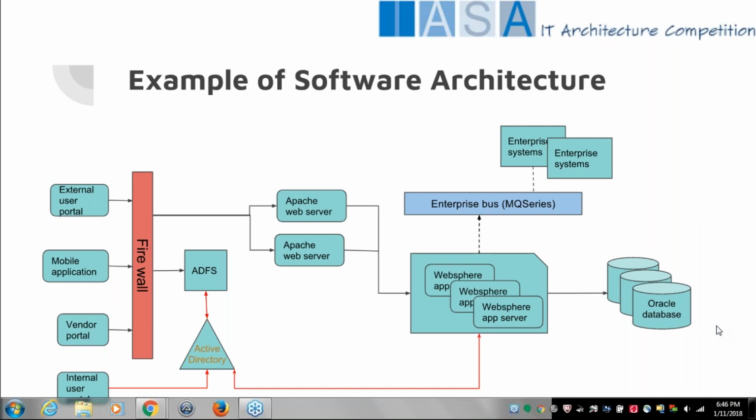Then when they come in, obviously you don't let them in directly. You have a firewall. You have some security that you obviously need to think about. When the users come in, they need to log on to the system. So ADFS is essentially that security layer. Not getting into the details of what ADFS means, but essentially it authenticates a user and makes sure they have access to the system.